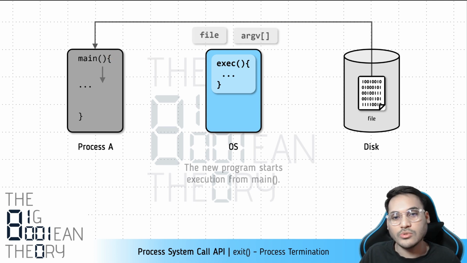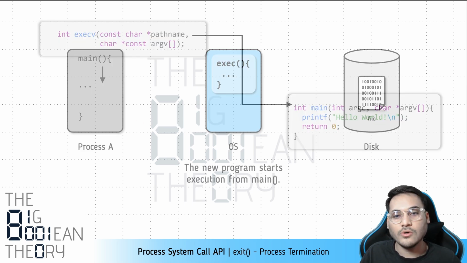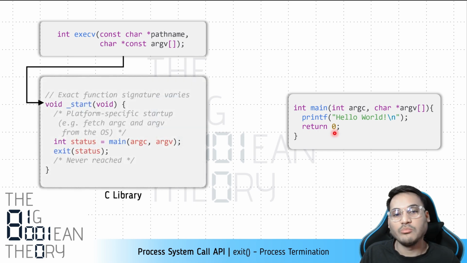So this was the exec system call, right? And what happens is that the new program starts execution from main. After exec, we are assuming that the code starts from the main function. So the flow looks something like this. We have a process and it executes this execv system call, and then once the new program starts, the control goes to the main function. But there is some part missing in this that we didn't talk about. Before jumping to the main function, there is a startup function which is in the C runtime library, right?